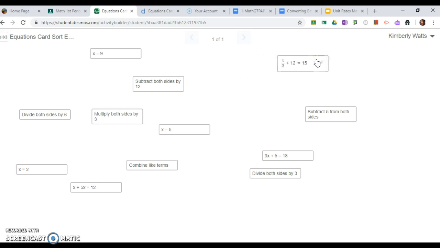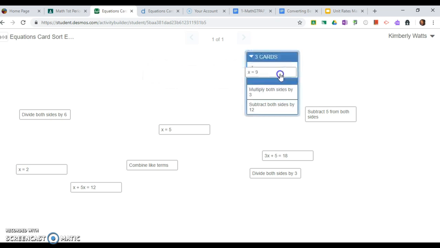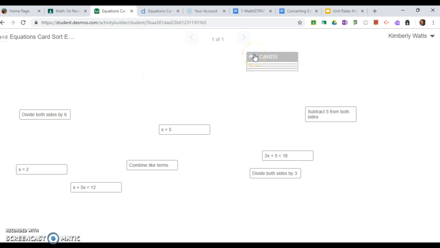So here I have x over 3 plus 12 equals 15. I know my first step is to subtract 12 from both sides, so I'm going to find that here and place it on top. Now it becomes 2 cards. My next step after that is to multiply 3 on both sides, so I'm going to multiply 3 on both sides and place it on top. And after that, I know my solution is going to be 9. And then I can close that out, and there's one of my equations over here to the side.